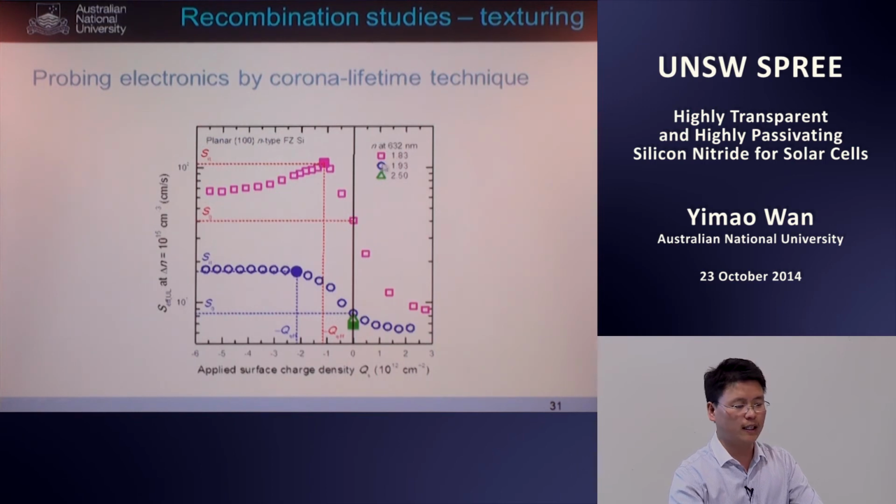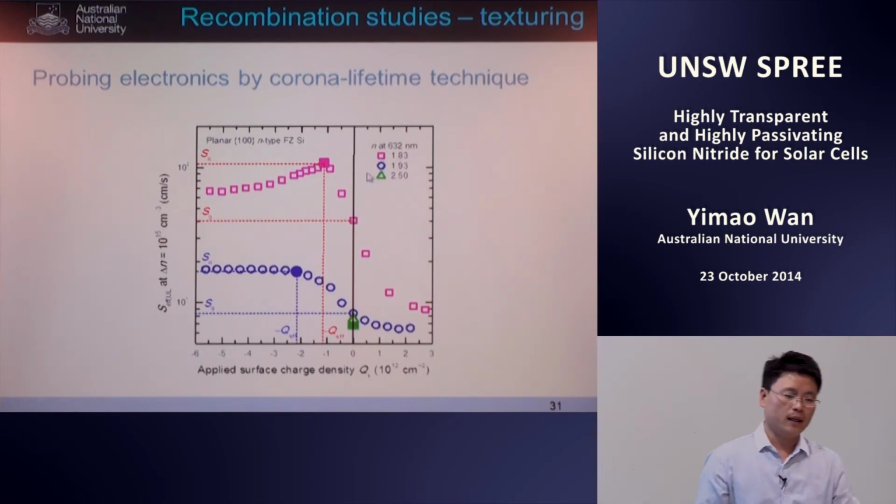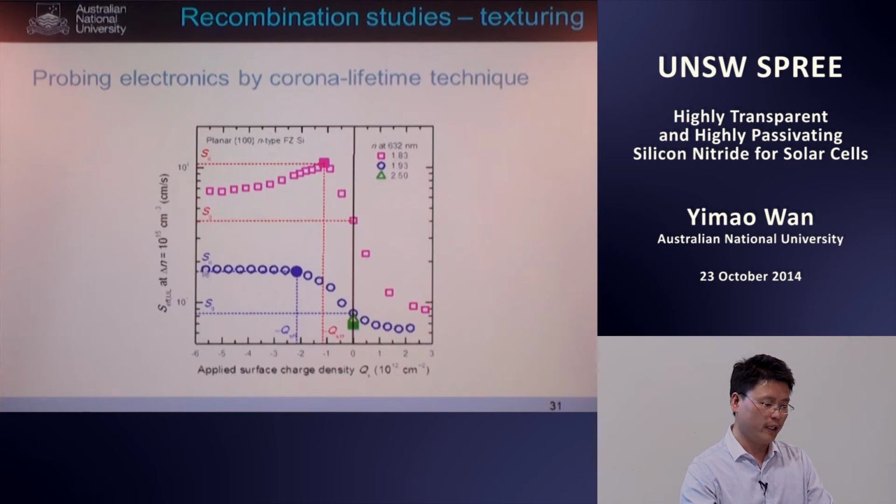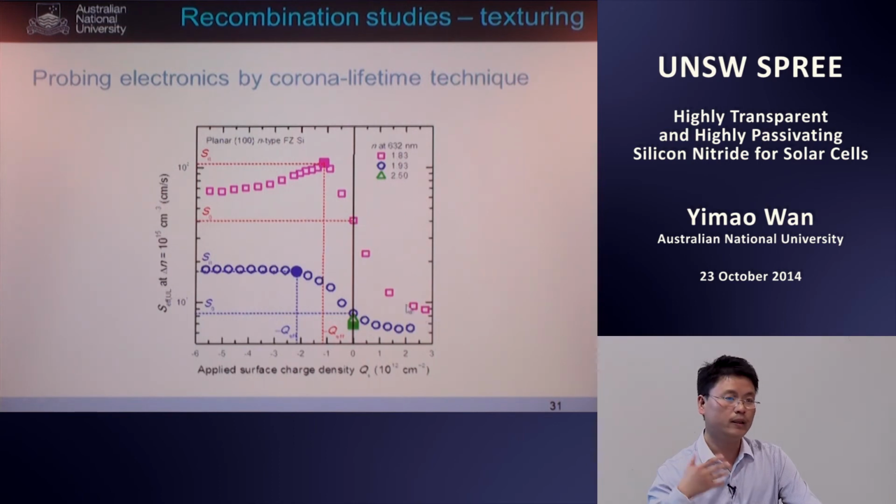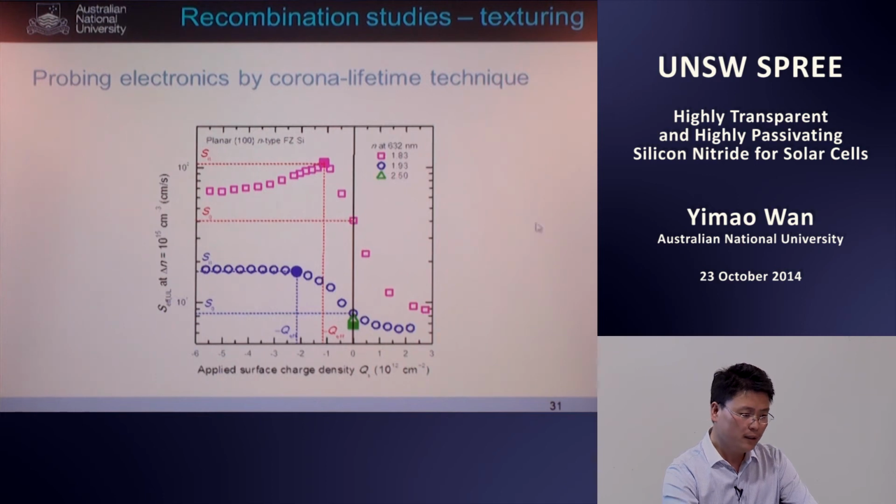For silicon nitride, there are 3 types of behavior for recombination versus charge. The first one is the red color, when passivated by low refractive index film. It shows a quite classic or typical change of recombination with charge. As we apply positive charge to make the film accumulated, the recombination decreases.